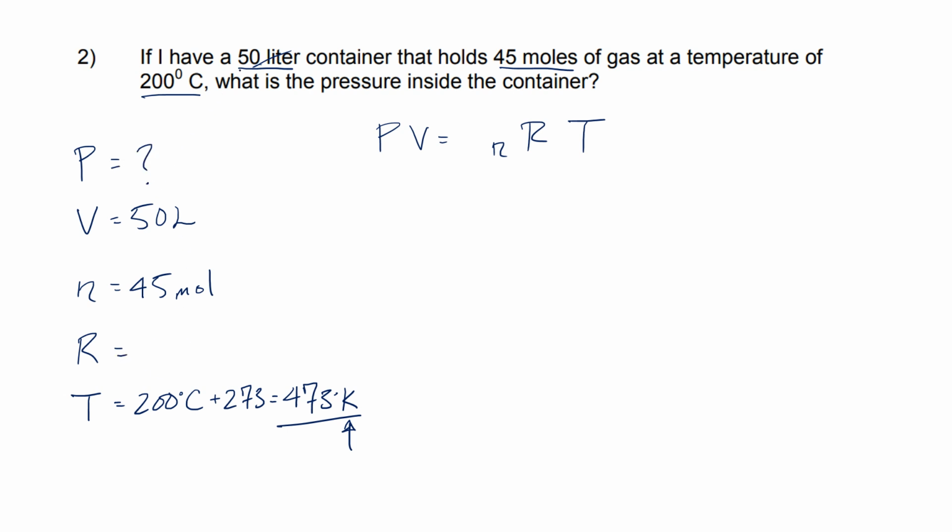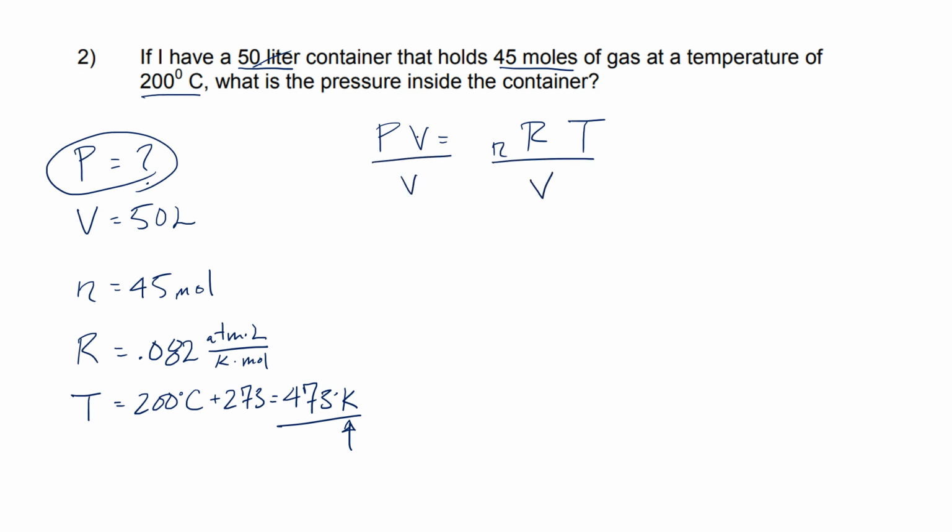And R, well, we're using ATMs, right? The answer is in ATMs, according to the answer key. So let's use the 0.082 ATM times liters over Kelvin moles. Fine. So let's rearrange this equation. We want P. So to find P, I will divide both sides by V. These cancel. Pressure is equal to NRT divided by volume.